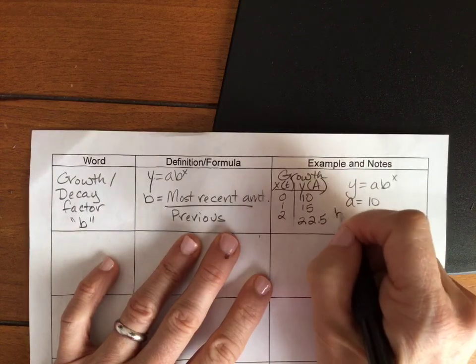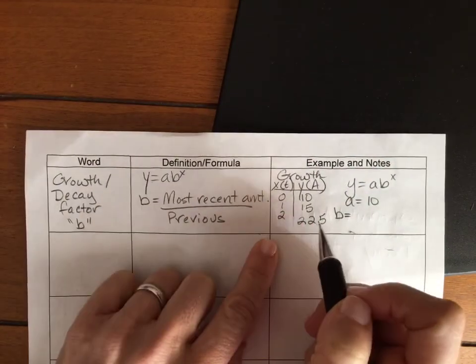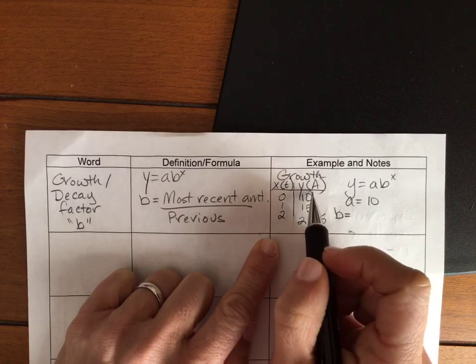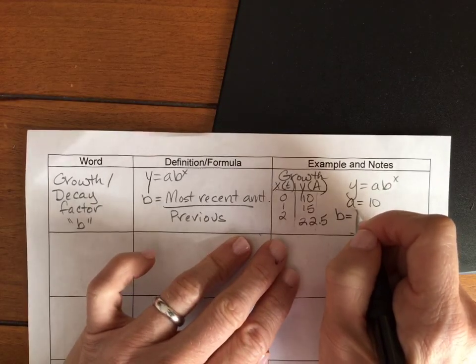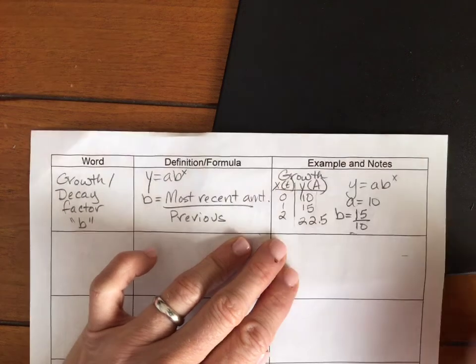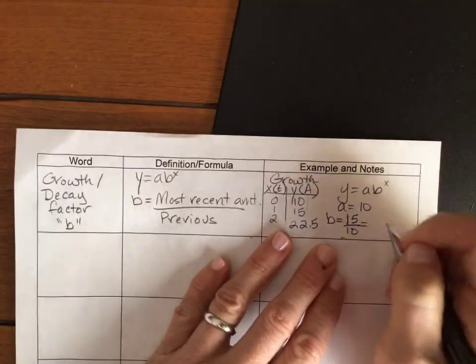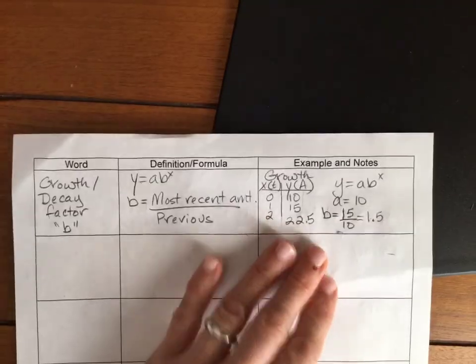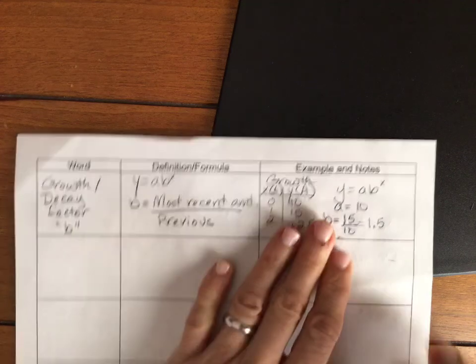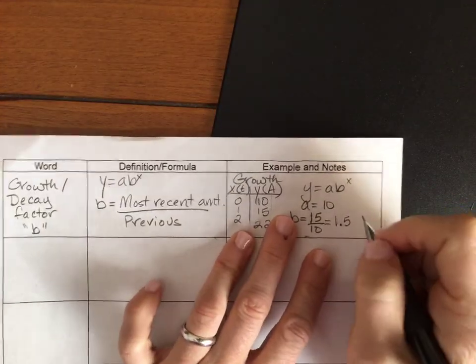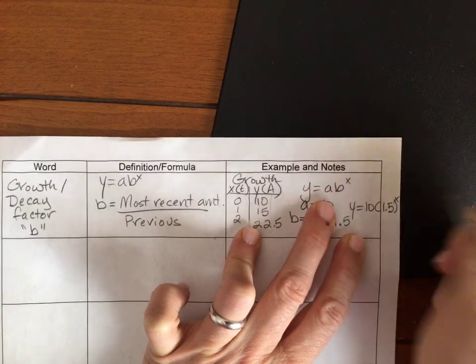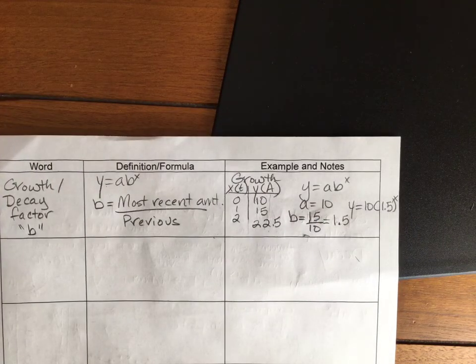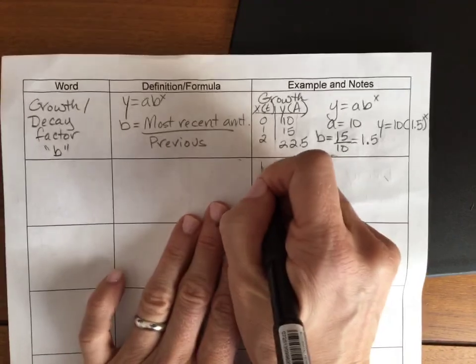Our growth factor, we're going to find that by taking our most recent. You can either do the 22.5 or the 15, as long as you're going down in sequence. So I'm going to do the 15 and 10 because that is easier math. So here's my most recent, and the previous is 10. So I would get a growth factor of 1.5. And that would give me this equation: y equals 10 times 1.5 to the x. All right. So that's growth.